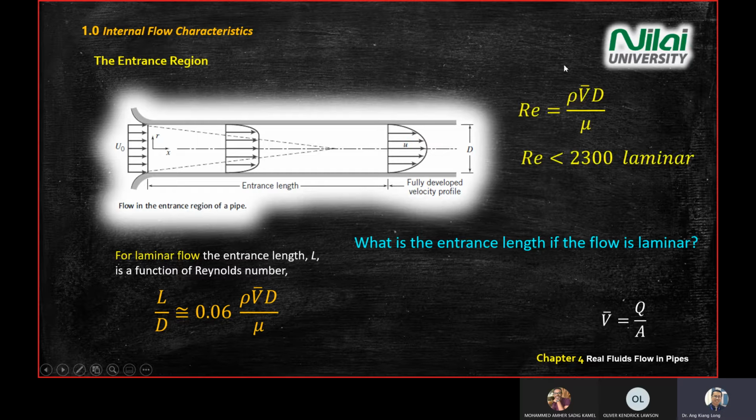And these are the side notes for you. It's very important: the Reynolds number equation, rho Vd divided by mu, and 2300, this magic number. If you calculate based on the 2300 number, so 0.06 times 2300, you will get 138 D.